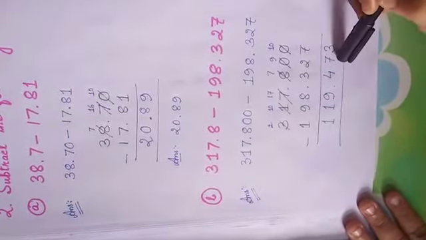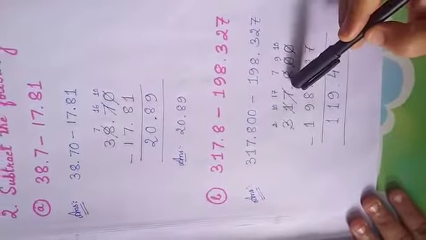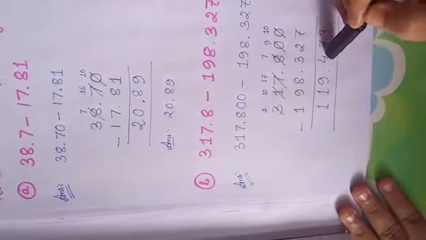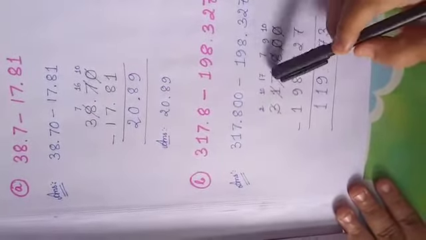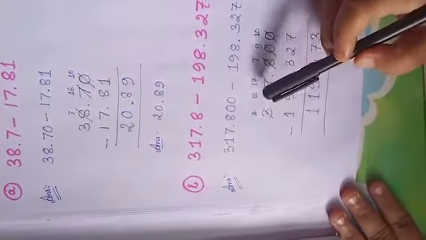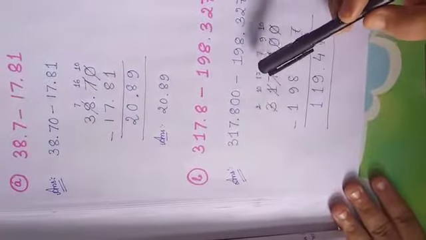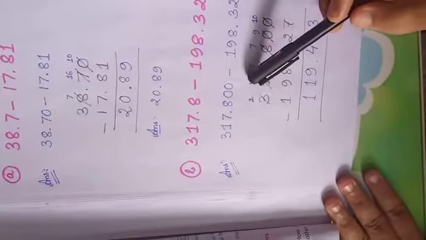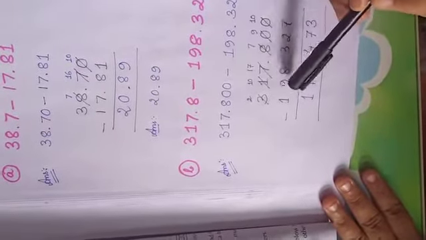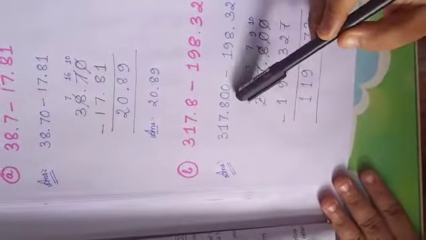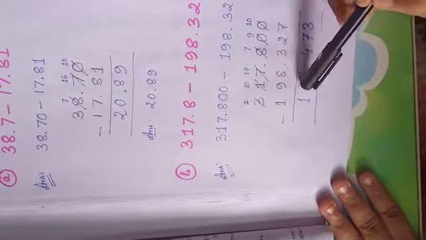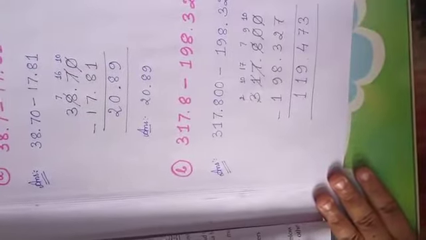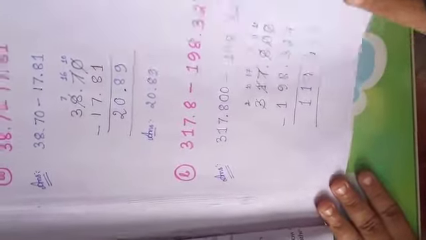So 9 minus 2 is 7. Now as you have borrowed 1 from tens place, this 8 has become 7. 7 minus 3 is 4. Okay, now we will move to ones place. Can you subtract 8 from 7? No. So borrow 1 from the tens place. Now it's 17. 17 minus 8 is 9. Now you move to tens place. This 1 has become 0 as you have borrowed 1 from here. Can you subtract 9 from 0? No. So borrow 1 from the hundreds place. Now it's 10. 10 minus 9 is 1. As you have borrowed 1 from the hundreds place, now it's 2. 2 minus 1 is 1. So our result is 119.473.